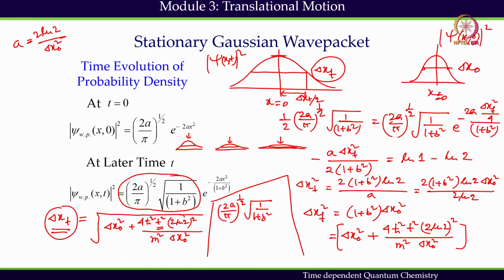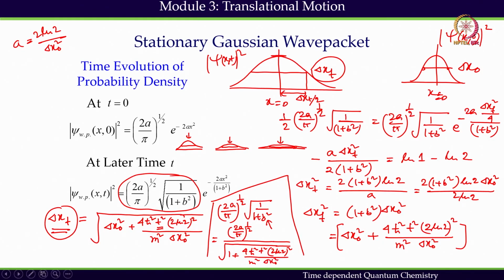at time t. And if I plug that in b, then I get an expression like this: a naught divided by, there is an a naught here. We can write down 2a by pi to the power half. Now I plug that in b, then I get square root of 1 plus 4 h cut square t square 2 ln 2 whole square divided by m square delta x naught square.